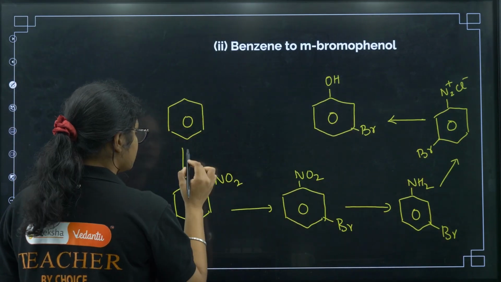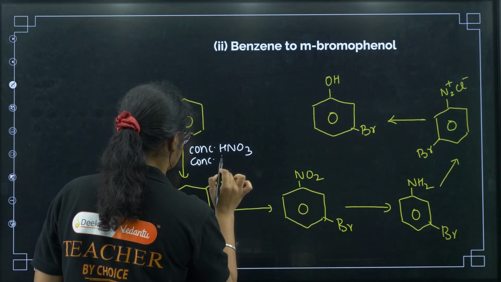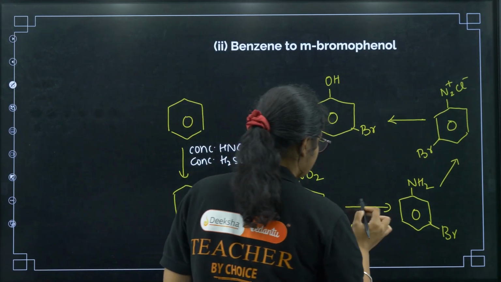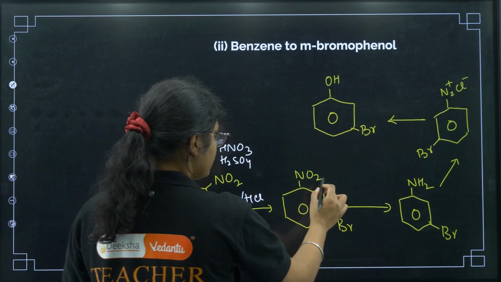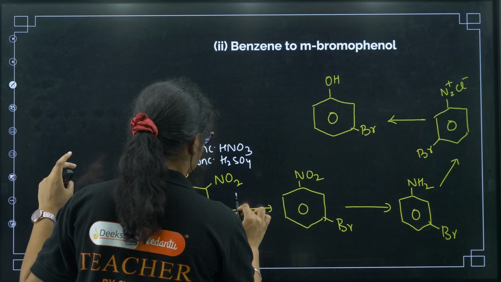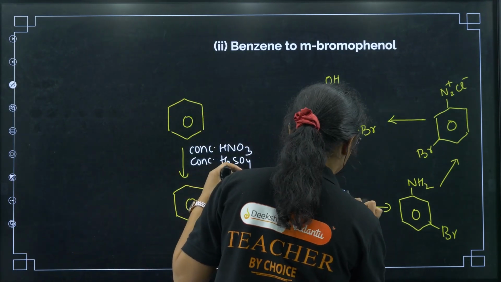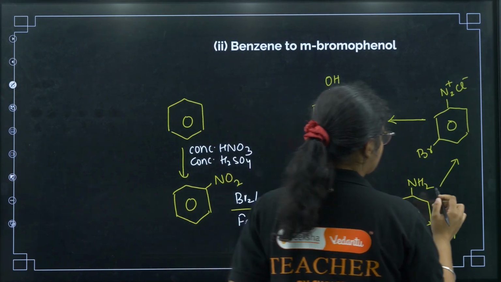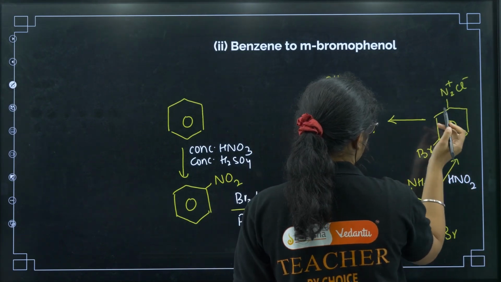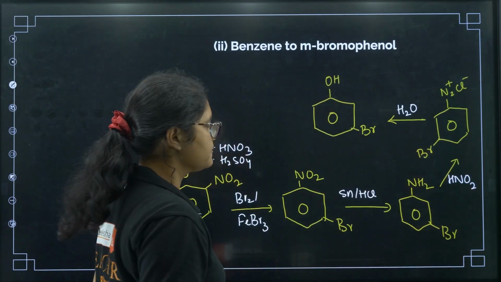So you have here concentrated HNO3 and concentrated H2SO4. Then you have Sn/HCl. Then here I have bromination, right? So for bromination you can use Br2 and FeBr3. Then here I will use Sn/HCl. Then NH2 to N2+ Cl-, you will get HNO2. Next from here to here you have to add OH, so I can use H2O. If you use it, you will get this one.